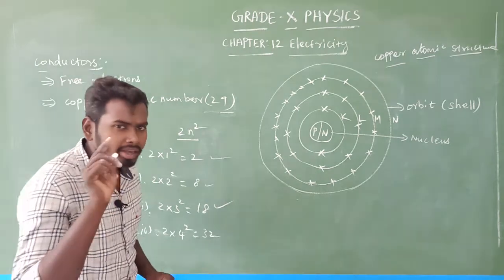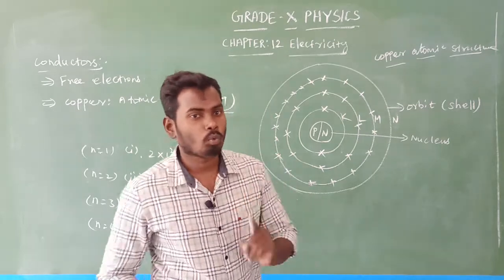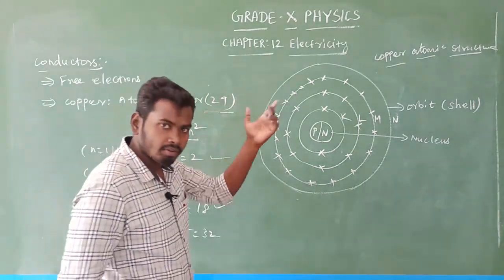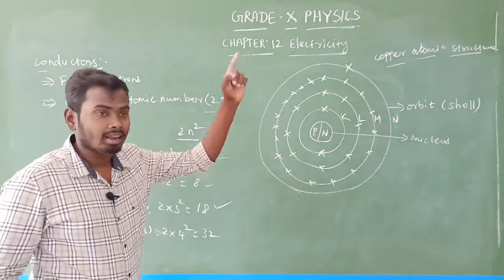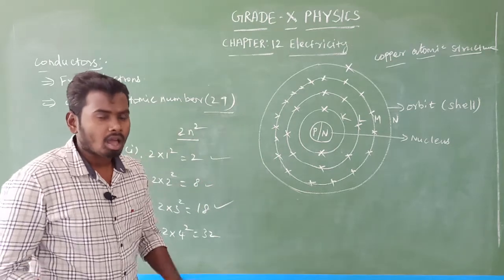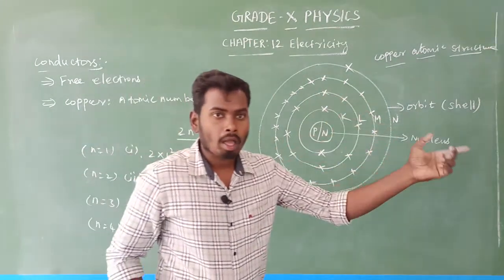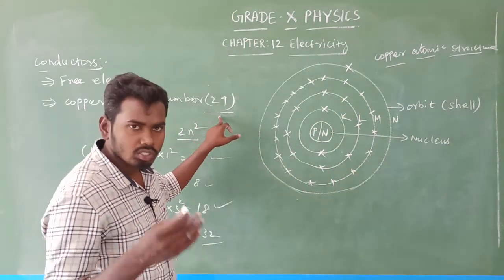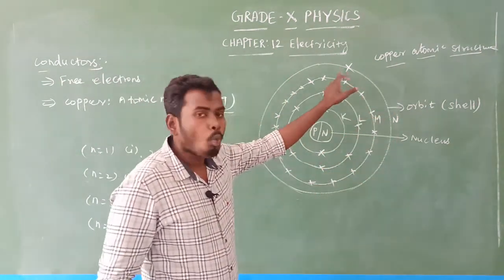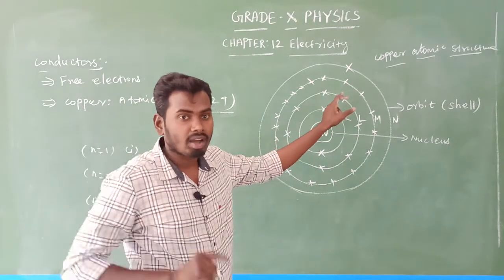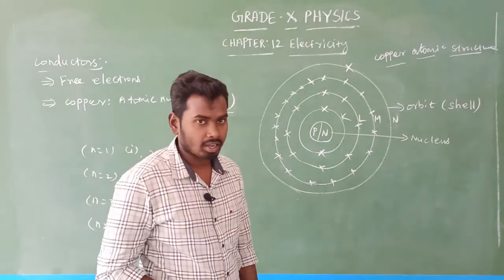Remaining, how many electrons are left? Just only one. That one electron is filled in the last orbit, which means the N cell. Actually 32 electrons should be there, but the copper atomic number is just 29, due to which in the last cell, the N cell, only one electron is present. Only one electron is present in the outermost orbit. Is it clear? Yes.